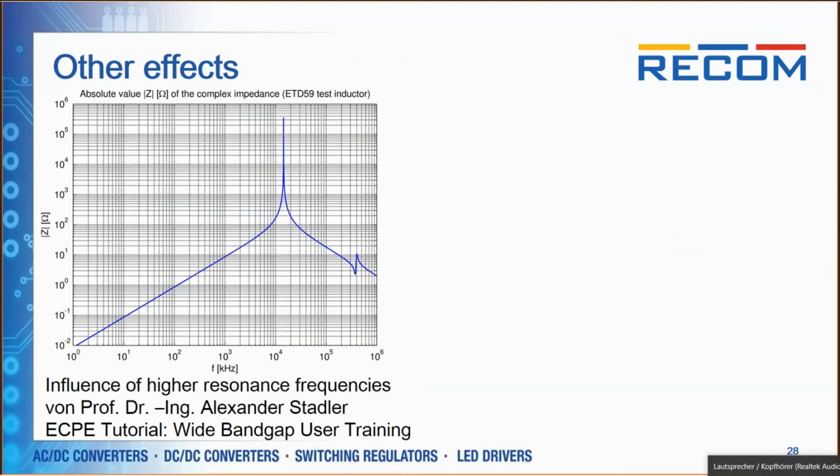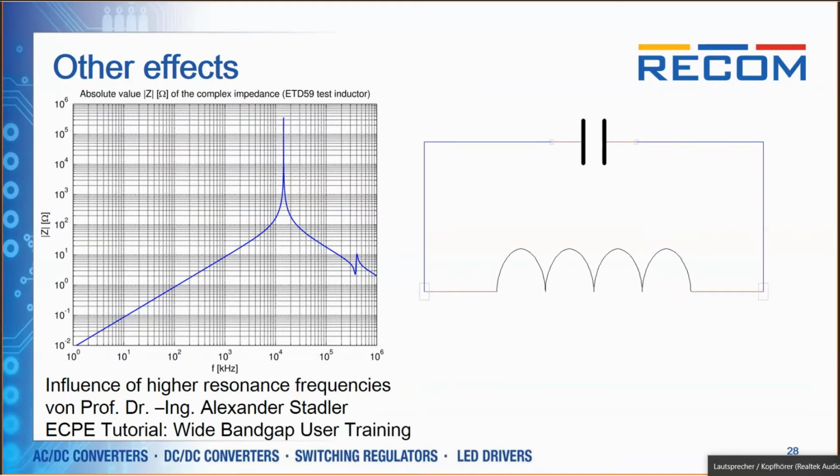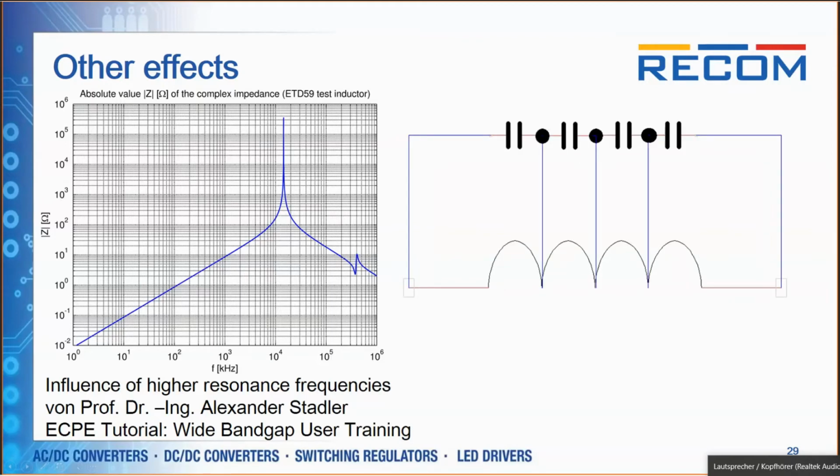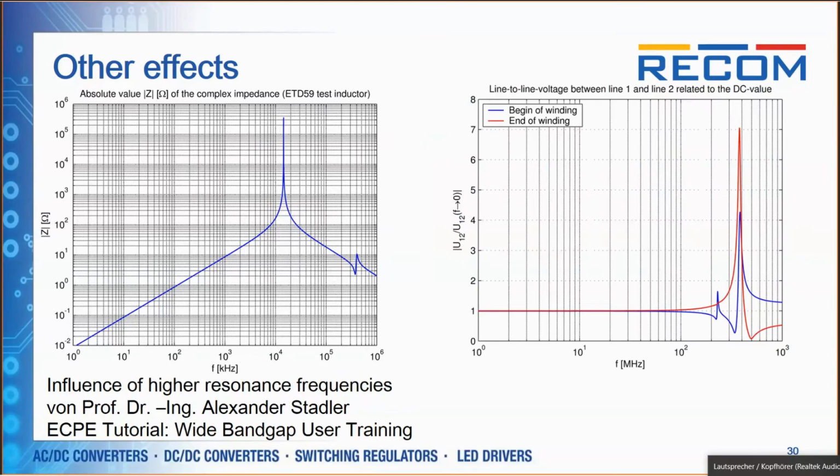But we also have other effects. Dr. Stadler made a very interesting presentation at the wide bandgap user training. He simulated an inductor where you see the parasitic capacitance here. This is a very nice impedance graph of an inductor. But you also have a second resonance here, and this is due to the interwinding capacitance, which has a much higher resonance frequency. He simulated the voltages at the beginning and at the end of this winding, and he sees that when you switch at the second resonance frequency, the voltage on the device can be up to 7 times higher than the applied voltage.